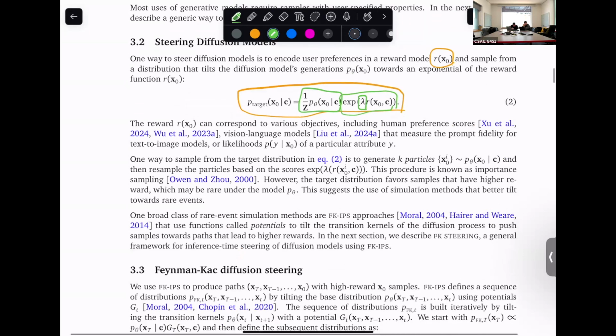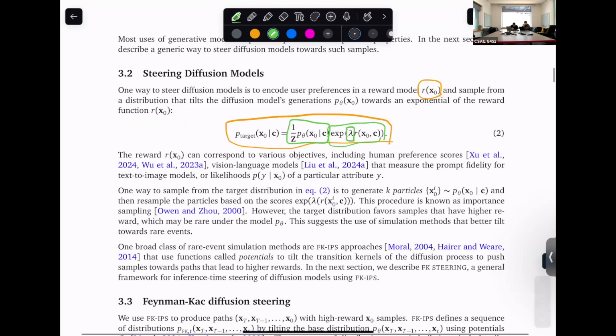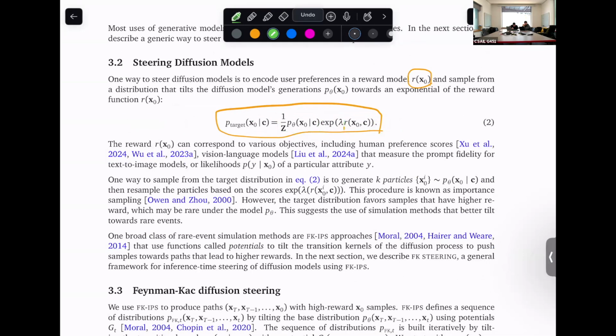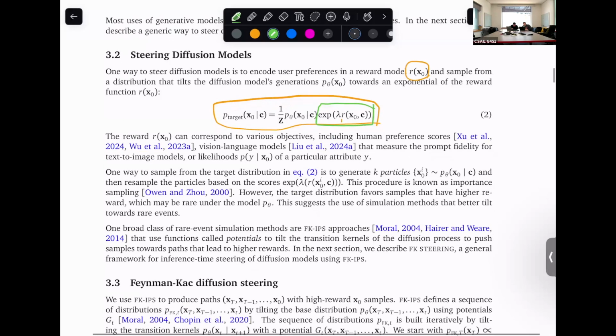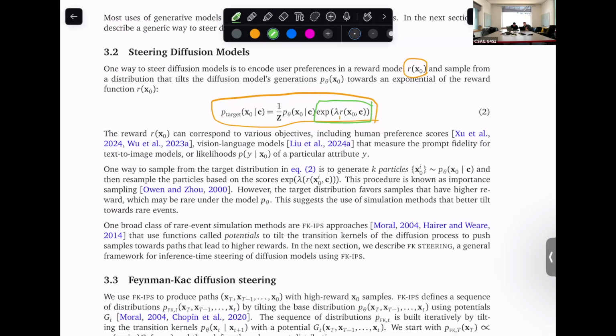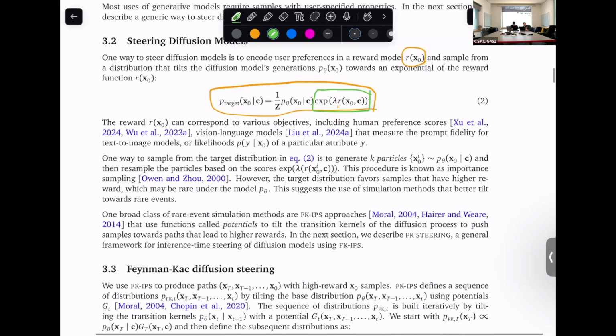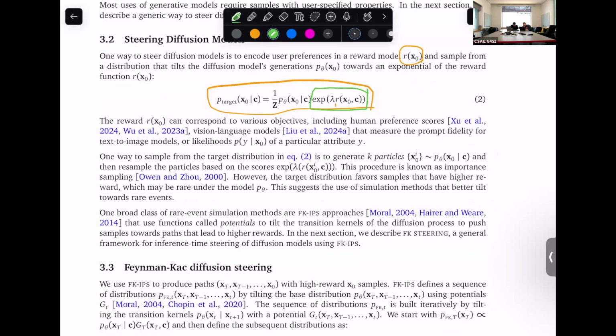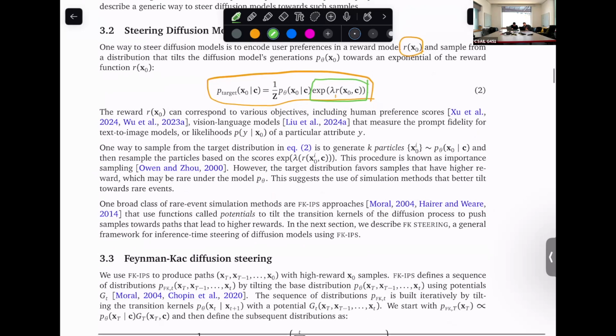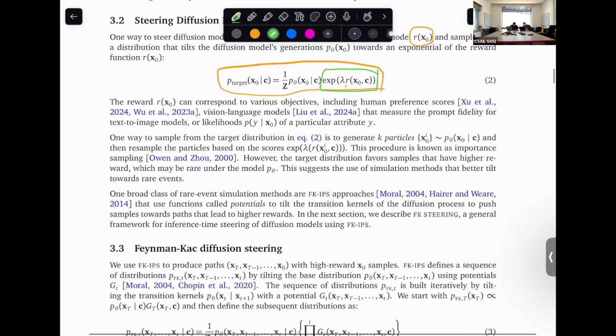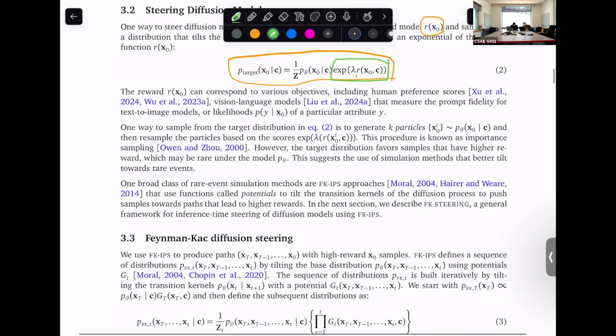Wait, is that correct? Well, it depends on how strong lambda is. If we make lambda extremely large, then I think you just get a temperature 0 reward. But lambda, I think, is the inverse regularization strength. If lambda is very large, then intuitively your model itself doesn't matter very much. Okay, so what I said is correct.